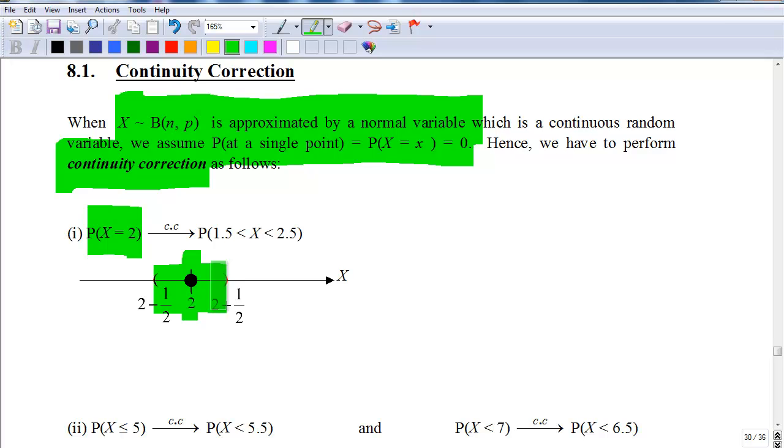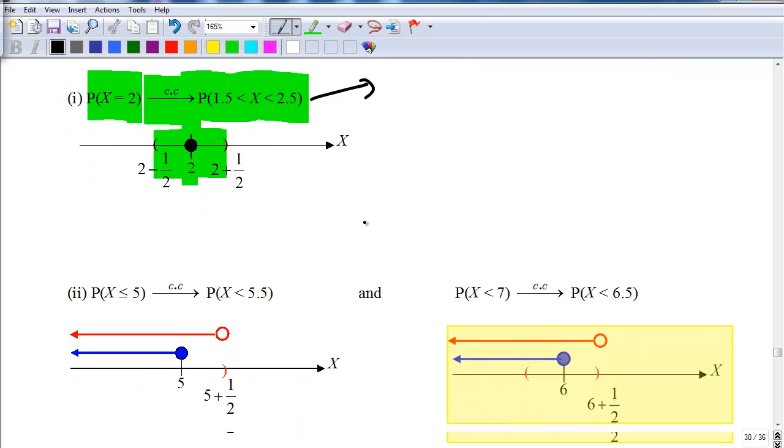So when we apply the continuity correction, what we are doing is changing x equals 2 to x between 1.5 and 2.5. The way to write it is, we draw a horizontal line and we put CC on top. CC stands for continuity correction. So all we need to do to find the probability now is to use this.